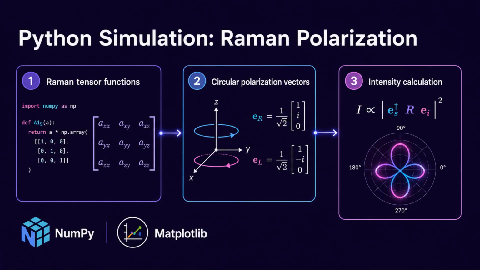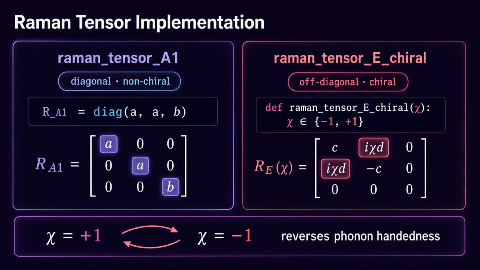We'll implement Raman tensor calculations, circular polarization vector definitions, and intensity calculations using NumPy and Matplotlib. These simulations help understand the polarization-dependent selection rules we discussed earlier. The implementation uses two key Raman tensor functions. For the A1 non-chiral mode, the tensor is diagonal, representing isotropic in-plane response. For E' chiral modes, the tensor is off-diagonal with a chirality parameter of plus or minus 1.